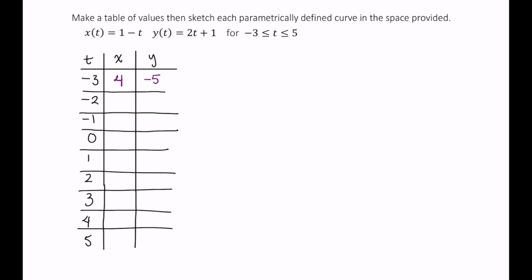All right, I'm going to do one more with you, and then please, I'm going to ask you to pause the video and complete the table. When t equals -2, the x-coordinate is 1 minus -2, which is a +3. When t equals -2, the y-coordinate is 2 times -2, which is -4 plus 1, and that's -3.